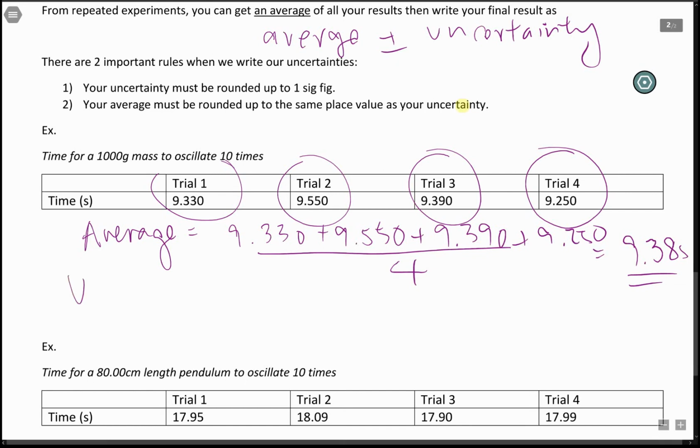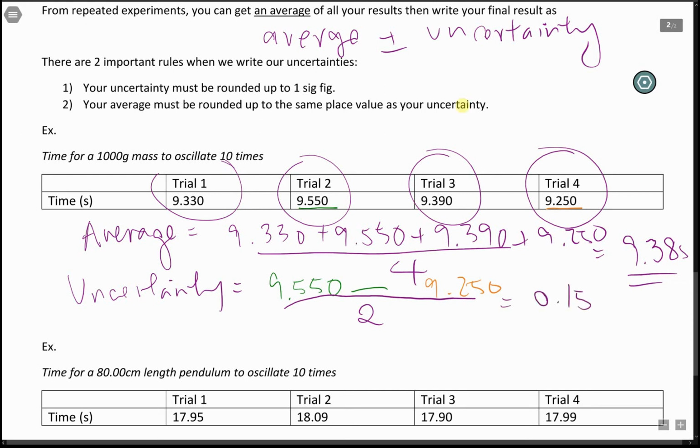Okay, so on our uncertainty, we need to take the largest value in our data set, which is our 9.550. We're going to subtract the smallest number in our data set, which is our 9.250. We're going to divide this whole thing by 2, which hopefully you should get something that looks like 0.15 seconds. This over here, don't forget, we do not want to round. No rounding.